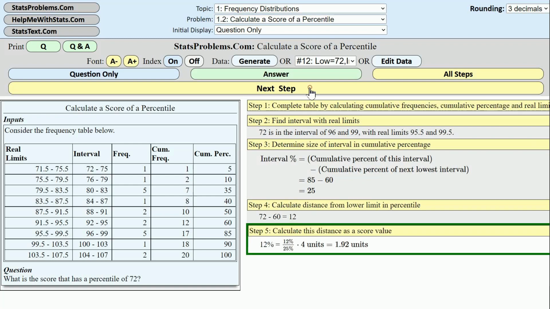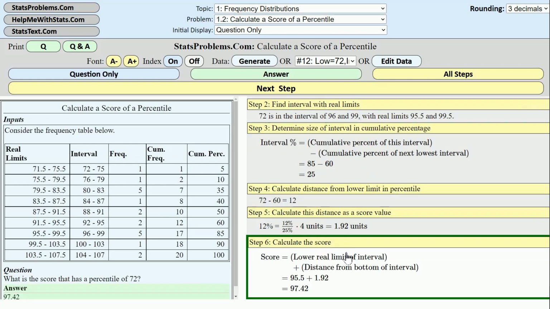In Step 5, we calculate this distance as a score value. 12% in units equals 12% divided by 25% times 4 units, which works out to 1.92 units. In Step 6, we calculate the score of the percentile. The score is the lower real limit of the interval, 95.5, plus the distance from the bottom of the interval, 1.92, which works out to 97.42.